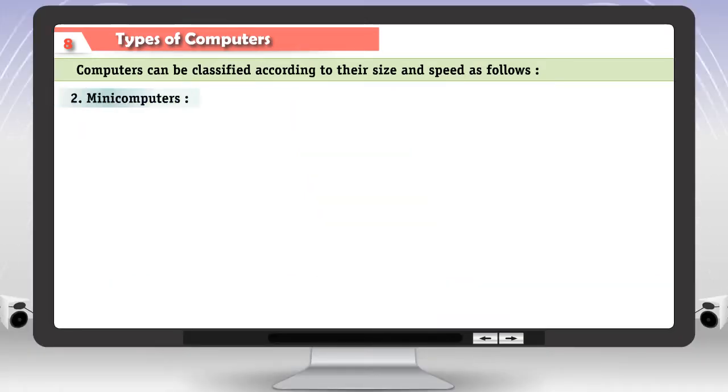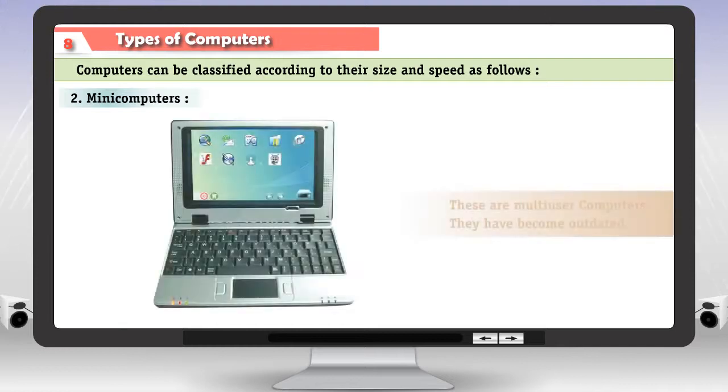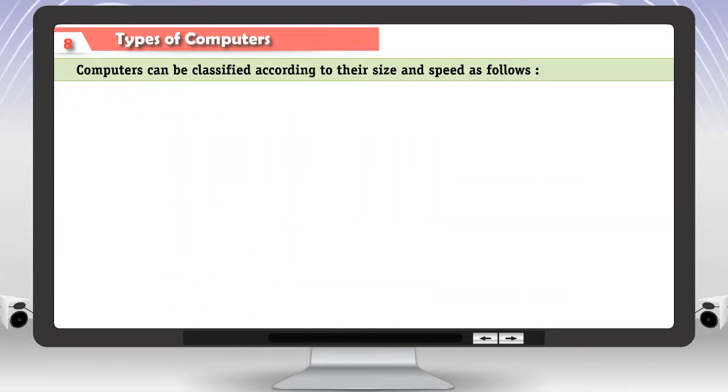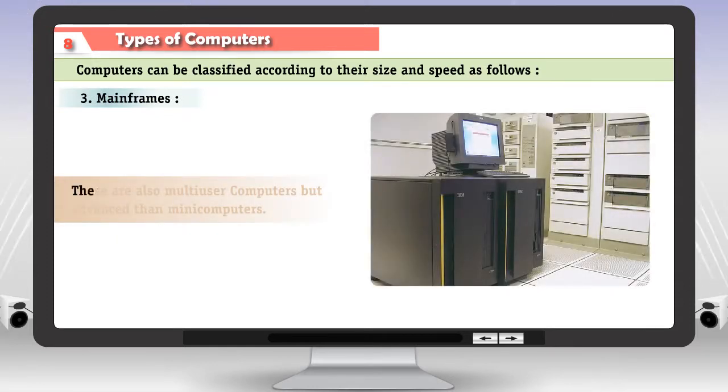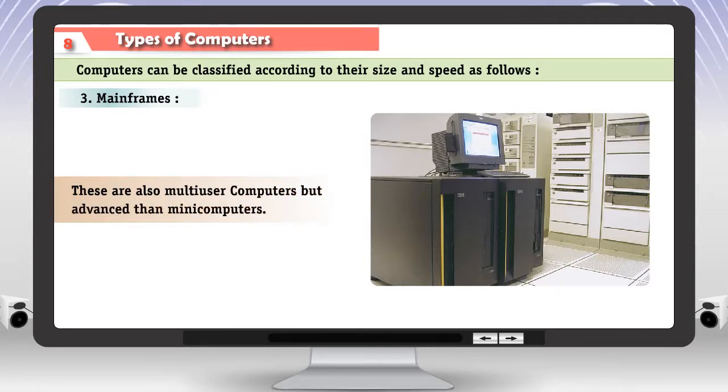2. Mini computers. These are multi-user computers. They have become outdated. 3. Mainframes. These are also multi-user computers, but advanced than mini computers.